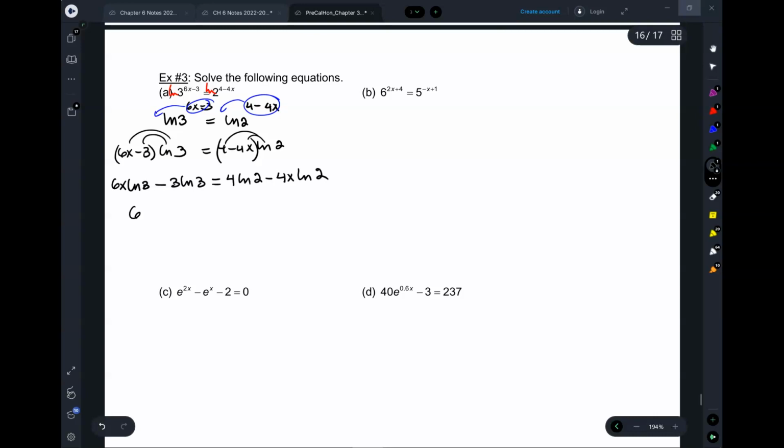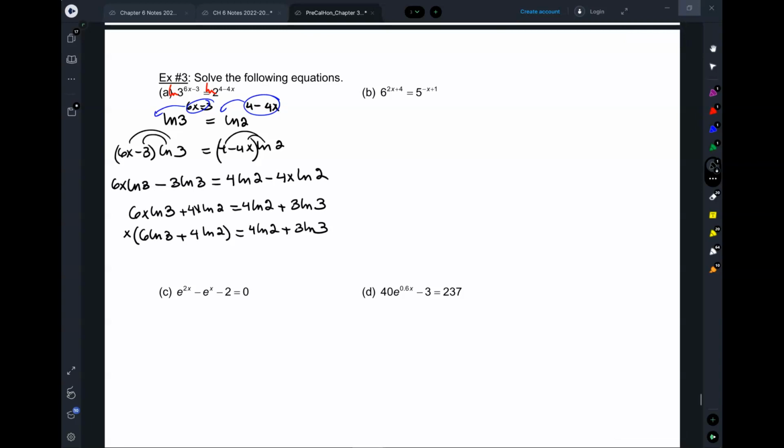So 6x ln of 3 plus 4x ln of 2 equals 4 ln of 2 plus 3 ln of 3. What are we solving for? X. So let's factor out an x from the left side. So I get 6 ln of 3 plus 4 ln of 2 equals this. Okay, we're still solving for x. So what would you do now? We're going to divide by all of this.